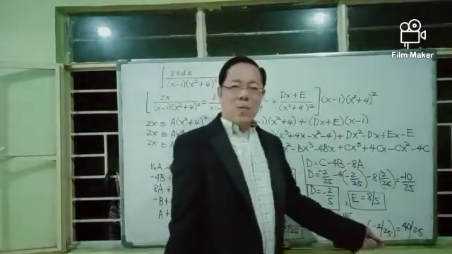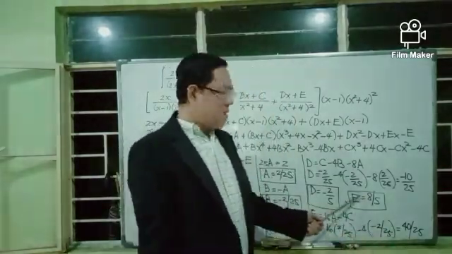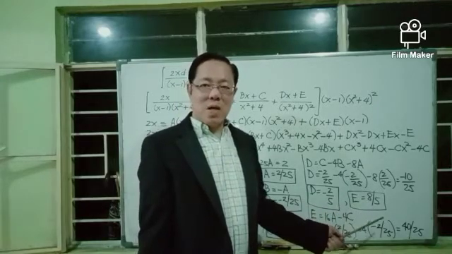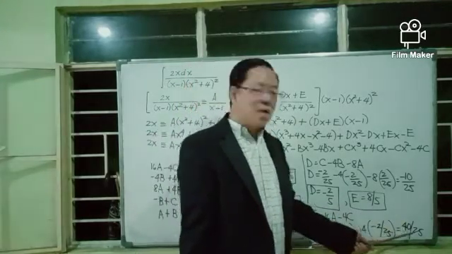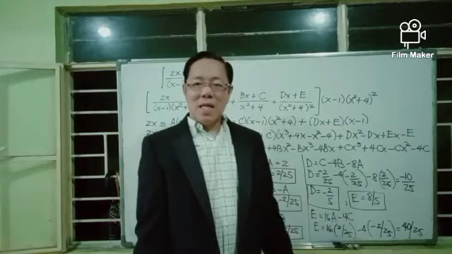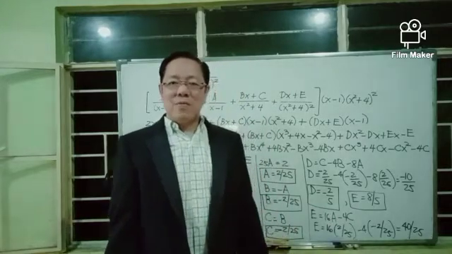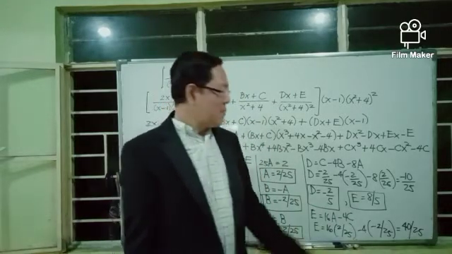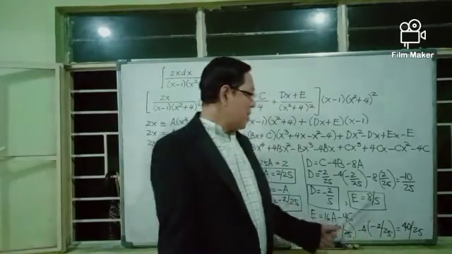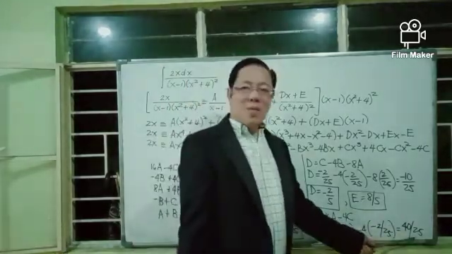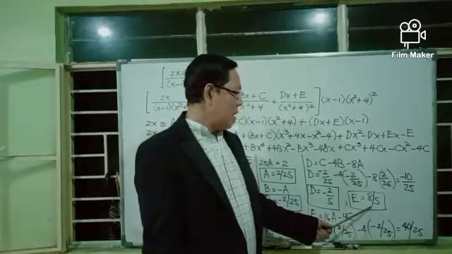And 40 over 25 to the lowest terms is 8 over 5, which we obtained by dividing 40 and 25 by the greatest common divisor of 40 and 25, which is 5. 40 divided by 5 is 8. 25 divided by 5 is 5.